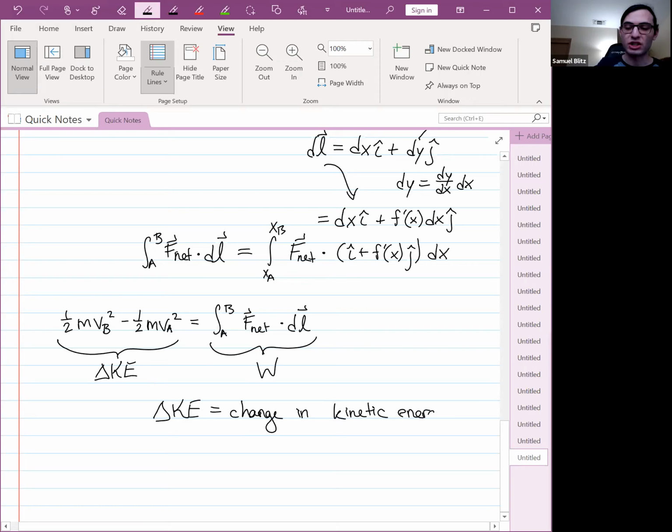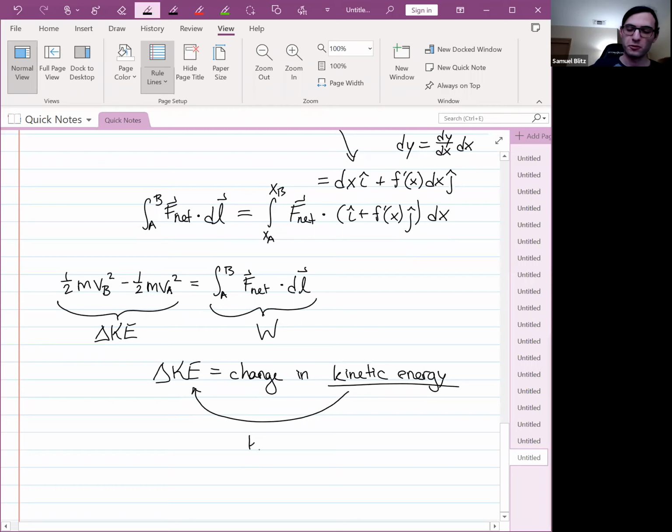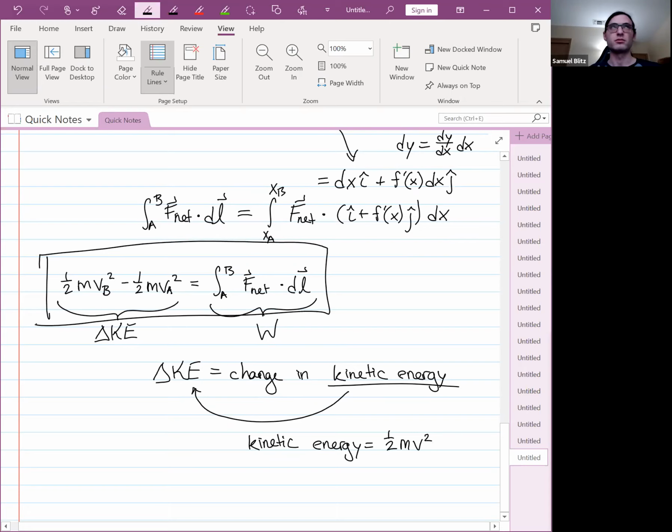Kinetic energy is the thing that's described by 1/2 mv squared. So this KE stands for kinetic energy, and kinetic energy is just 1/2 mv squared. By the way, this formula is assuming that there's no rotational motion. This formula is just a true formula about forces and velocities and masses. It's just true about our universe.